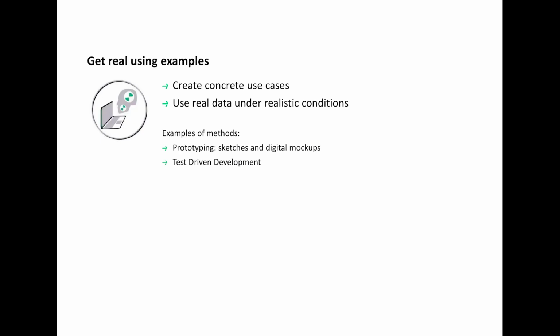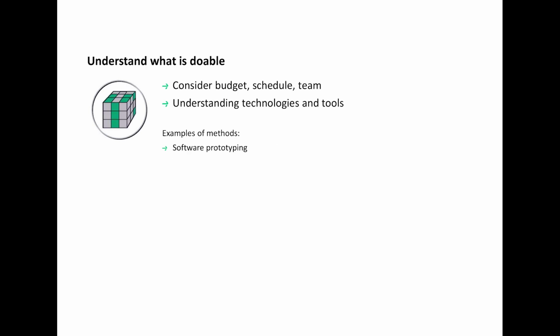Get real using examples. Requirements can be specified particularly well using concrete examples. Specification artifacts that a stakeholder can see and touch avoid misunderstandings. Abstract models should therefore be accompanied by concrete use cases. As far as possible, these are presented with real data and under realistic conditions with possible restrictions and business rules. This prevents discrepancies between specification and development. Here we can recommend sketches and digital mock-ups as well as test-driven development.